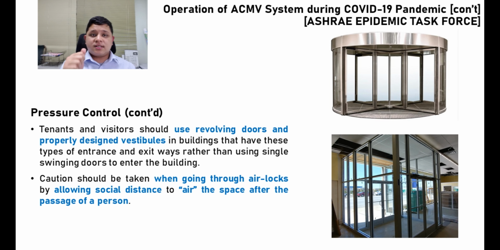Perhaps this is a good time where buildings should be equipped with revolving doors as a new norm. Revolving doors not only ensure pressure differential can be maintained, but also prevent contact between people entering and exiting the building. Automatic revolving doors also reduce the possibility of people touching the door handles. Caution should be taken when going through airlocks, by allowing some social distancing to ventilate the air after the passage of a person.